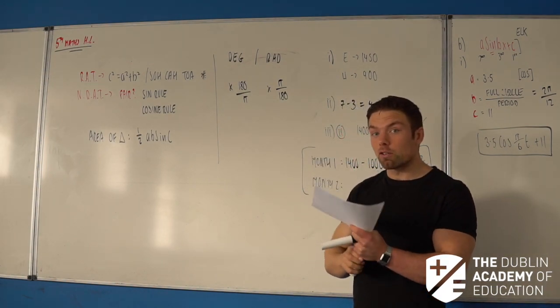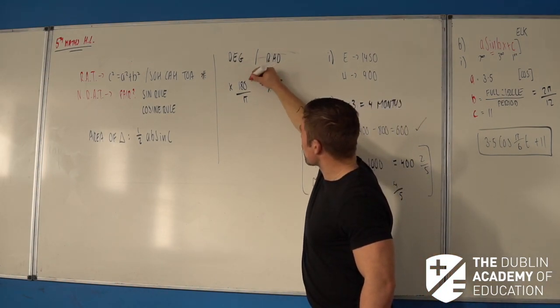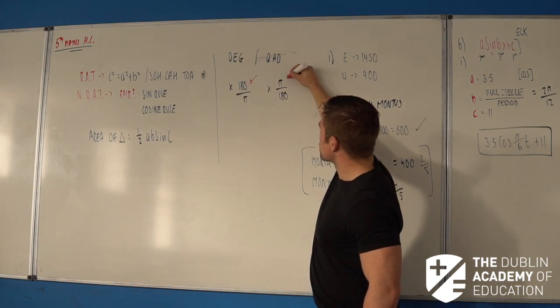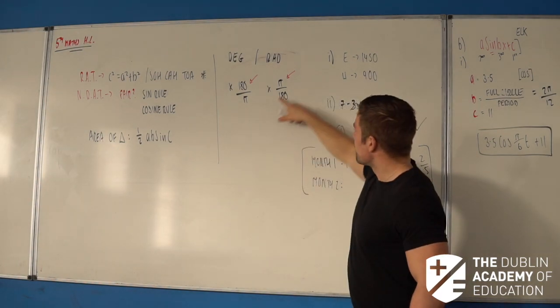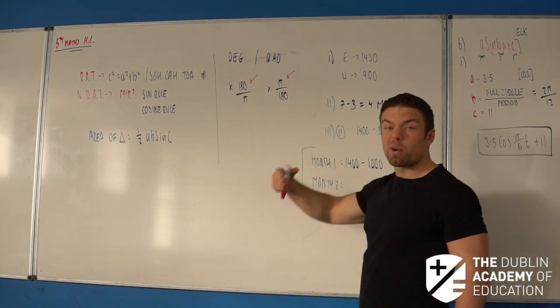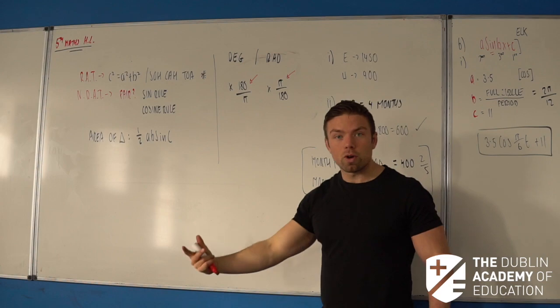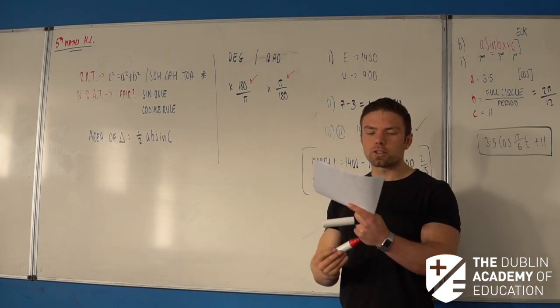The way I personally remember it is whatever is on top is whatever you're going to get. So in this case, we've got degrees on top, we're going to get degrees. In this case, we've got radians on top, or the pi representing radians, so we're going to get radians. So that was another tool we learned.